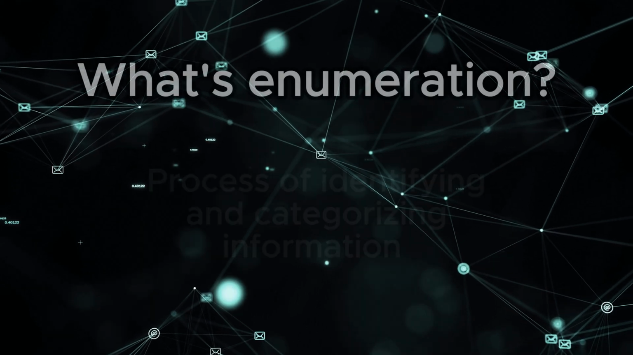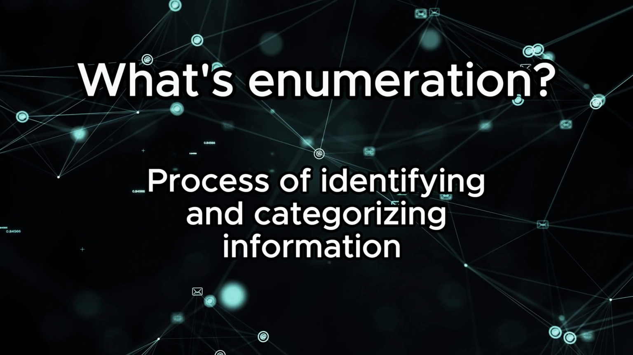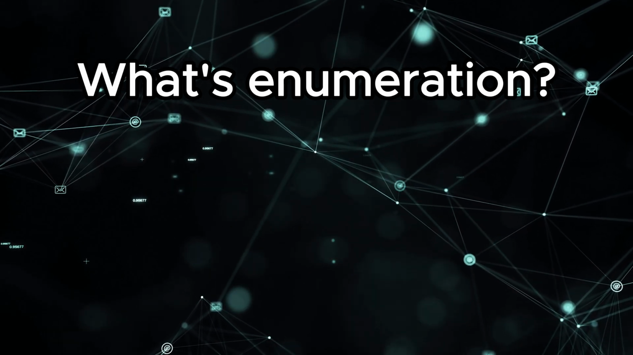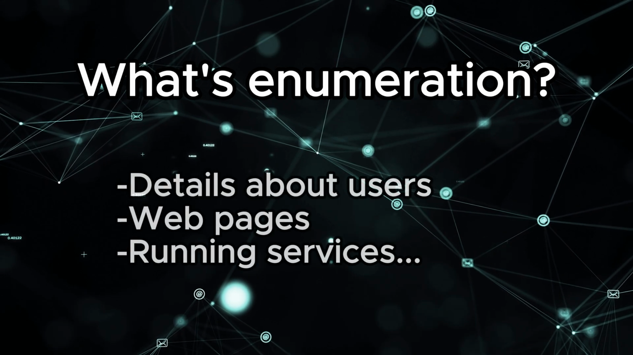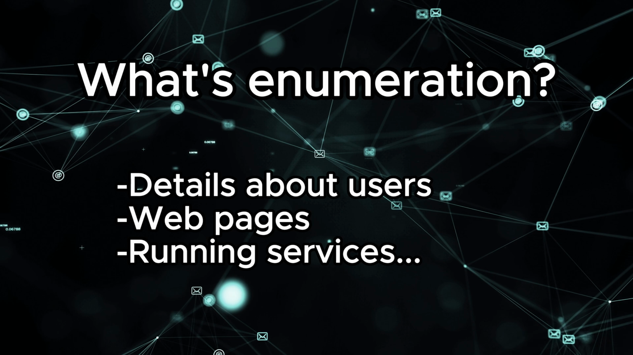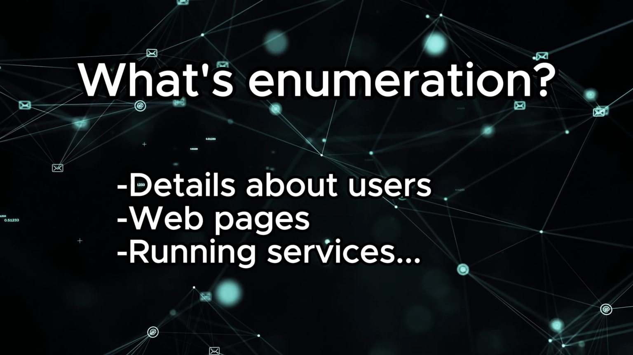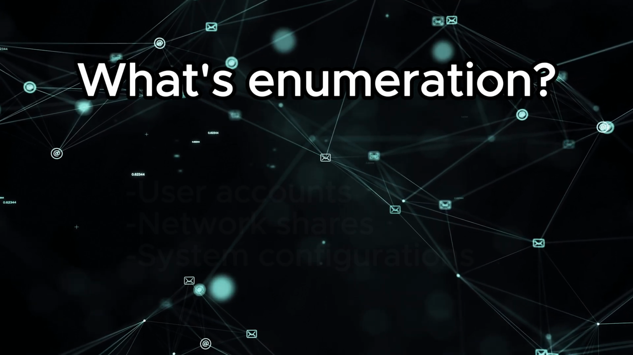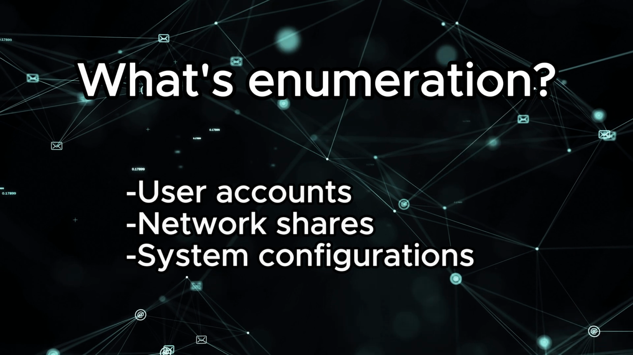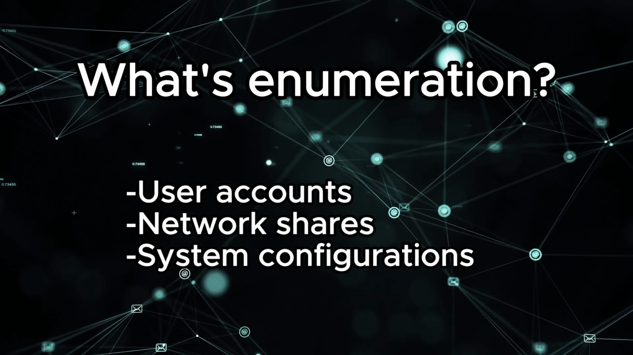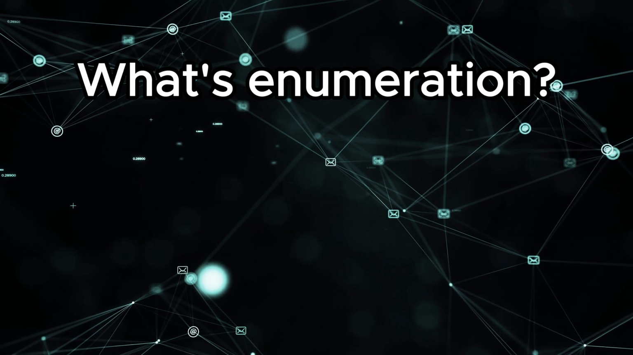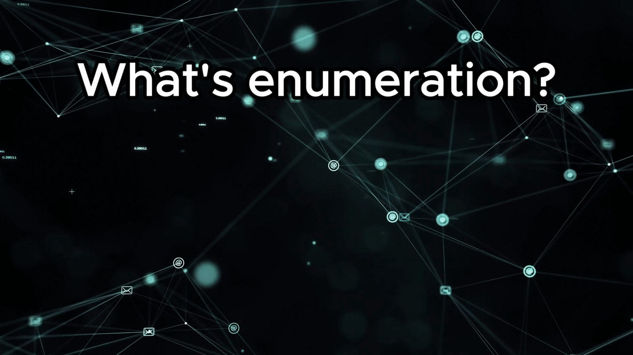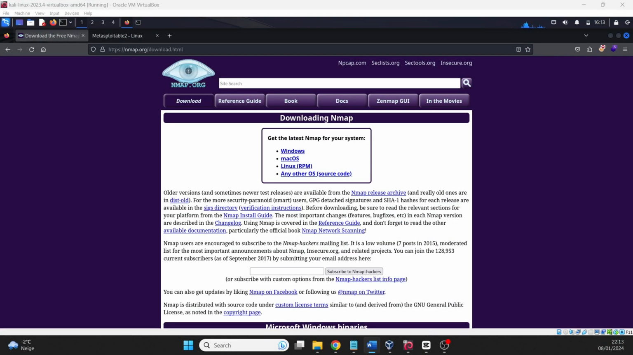In technical terms, enumeration is the systematic process of identifying and categorizing information within a digital system. In the context of web application security, it involves actively gathering details about users, resources, and other pertinent elements present on a website or network. During enumeration, we utilize various techniques and tools to extract specific information, such as user accounts, network shares, or system configurations. This meticulous approach aids in creating an inventory of available assets, allowing for a comprehensive understanding of the targeted system's structure. With that being said, let's start with our first tool.